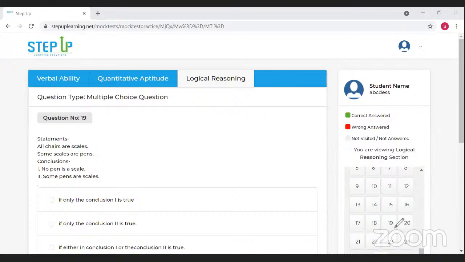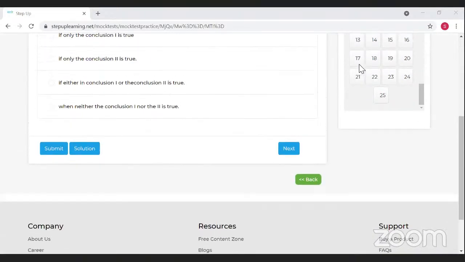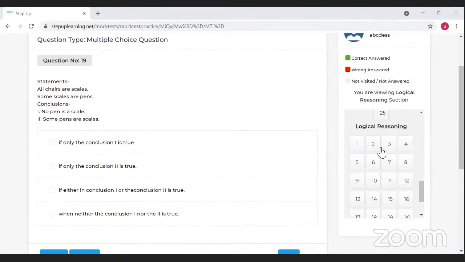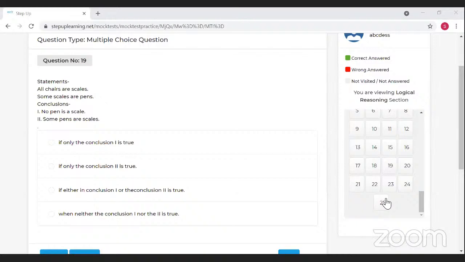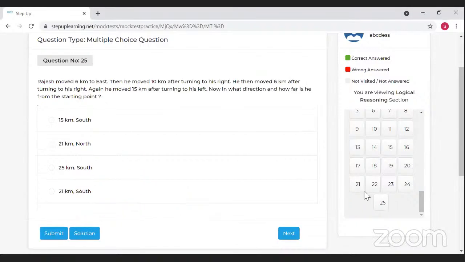Can we do question number 25? Okay. No, I don't teach in Jain University. I only teach aptitude. So yeah, I have to go on question number 25 on someone's request. All right, question number 25.